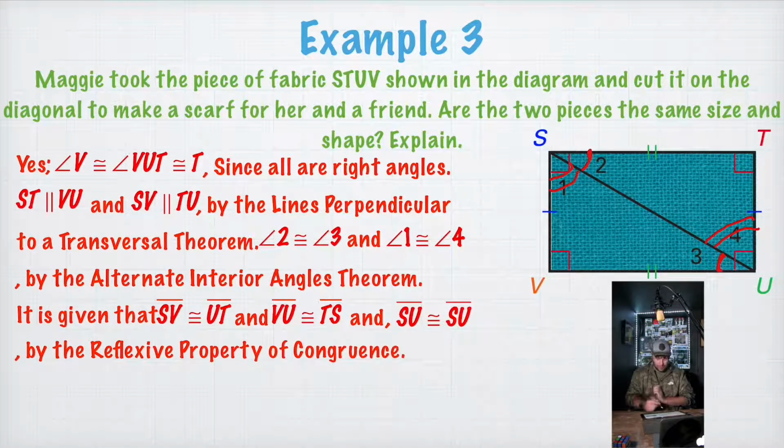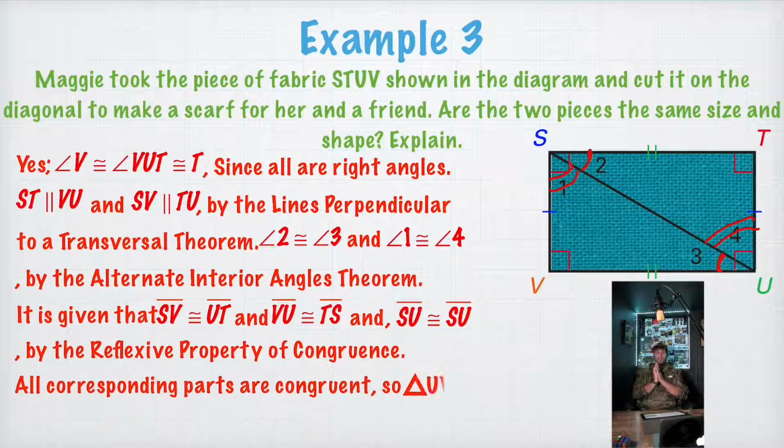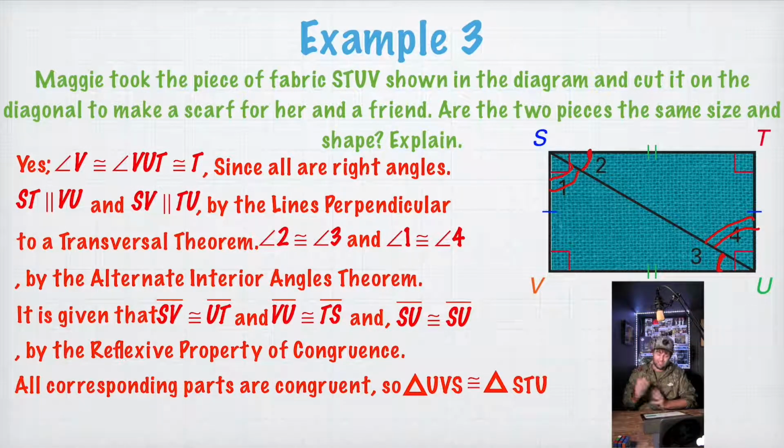So now we know that all the sides and all the angles are congruent. And with that, we can say that all corresponding parts are congruent. So triangle UVS is congruent to triangle STU. Sorry. Seems like a lot of work.